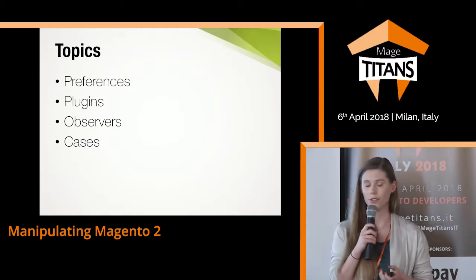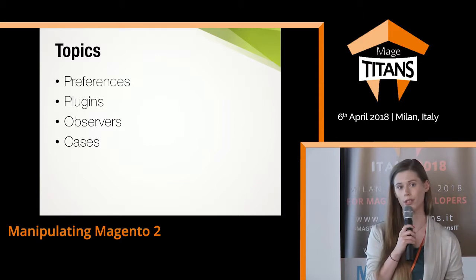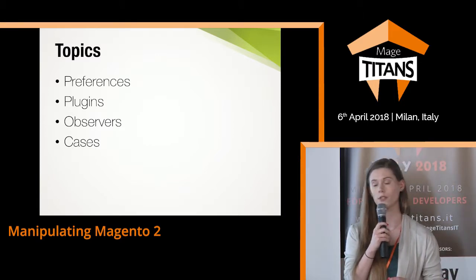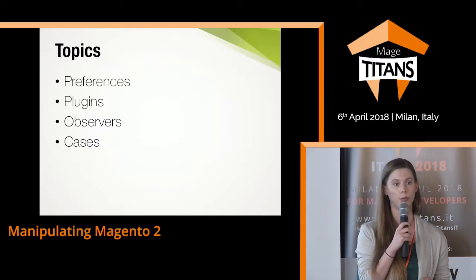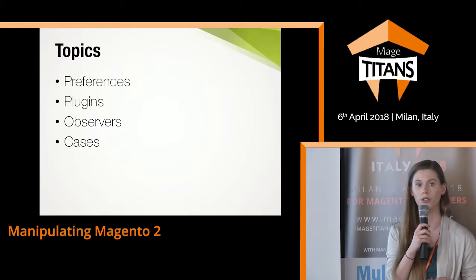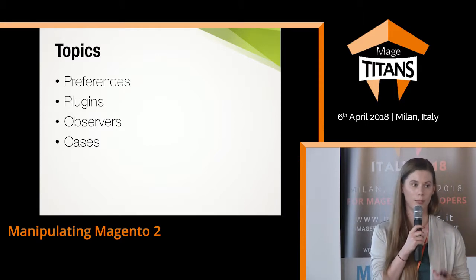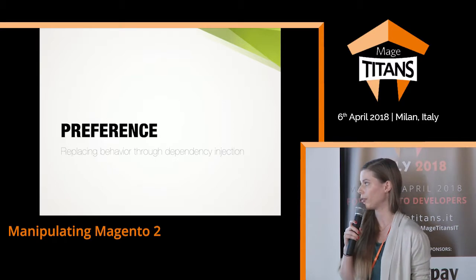So how can you do this? I want to talk about three things: preferences, plugins, and observers, and then later on we're going to go through some cases. This talk is more for beginners, for people who started out with Magento 2 or have maybe been working with it for half a year or so. But I hope I have some information for everyone. So let's talk about preferences.